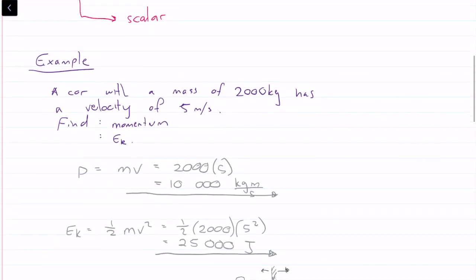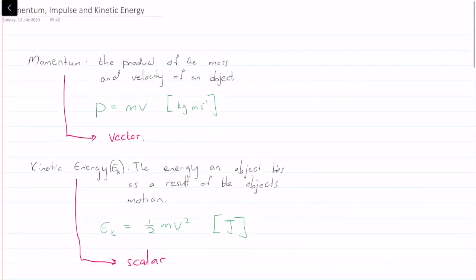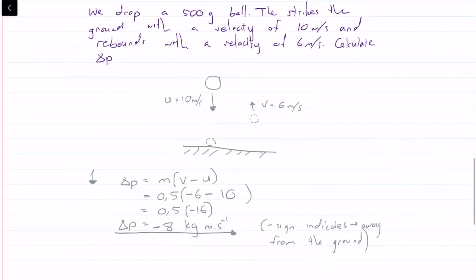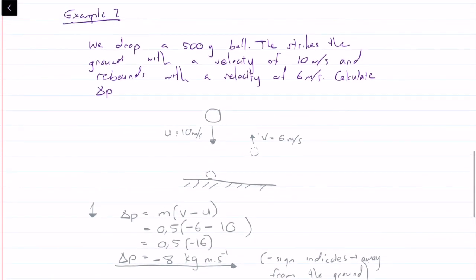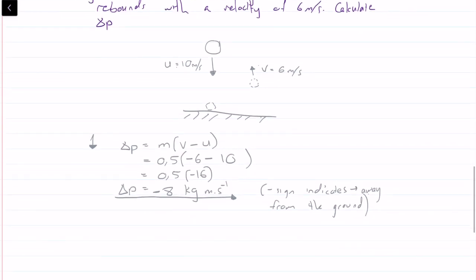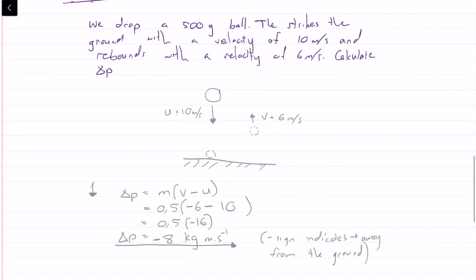So we've gone through 3 concepts: momentum, kinetic energy, and change in momentum, and we've done a couple examples. Hopefully you were able to pick up that mistake before I did. And yeah, so this is the end of this video. In the next video we will do elastic and inelastic collisions before we go on to impulse.